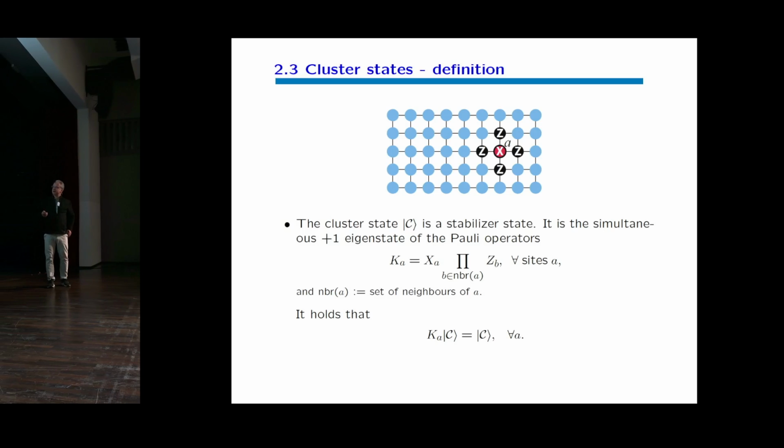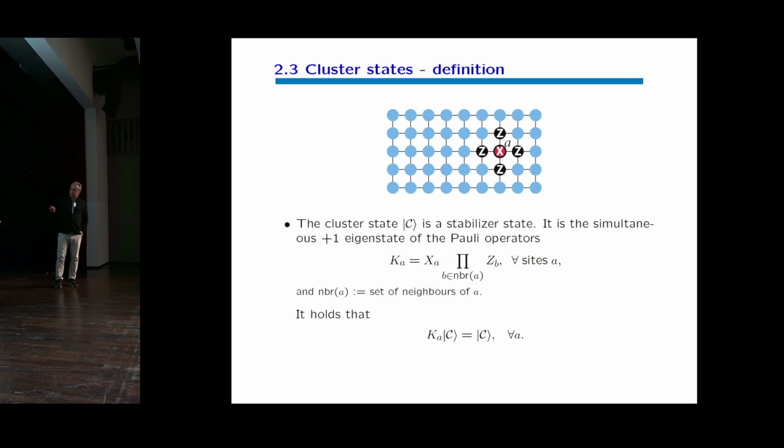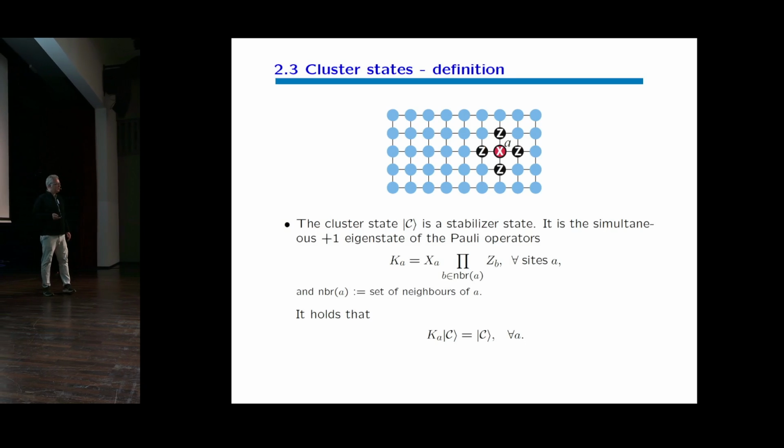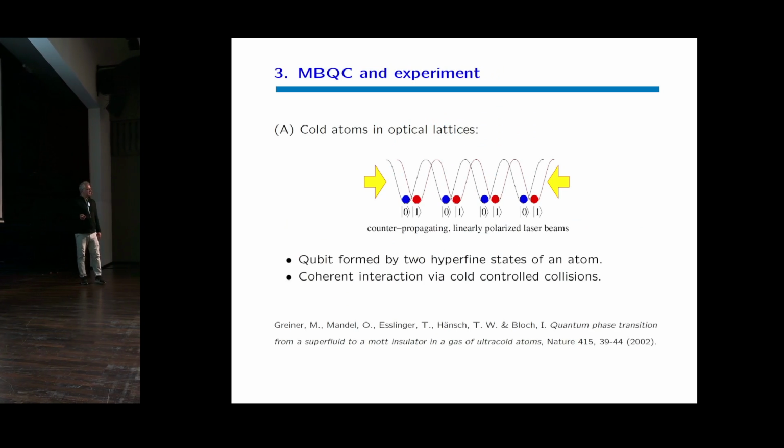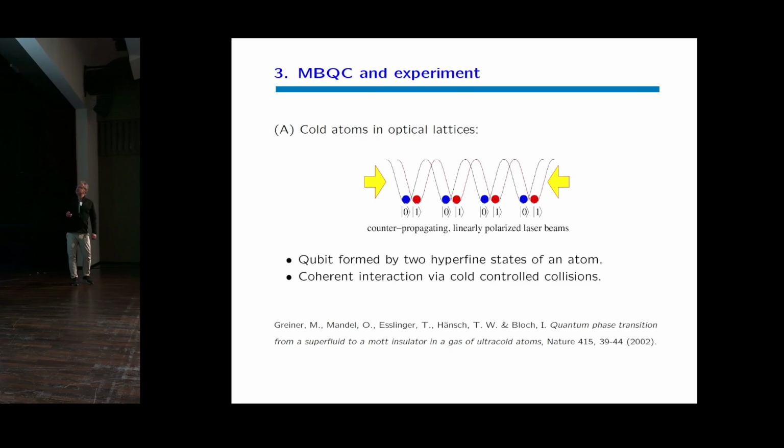So let me just remind you, cluster states are stabilizer states. That is, they are defined by a bunch of such eigenvector equations. And this is what the stabilizers look like. They have an x in the center and Pauli phase flip z's on the neighboring qubits. Good. Two experiments. I'm mentioning just two early experiments.